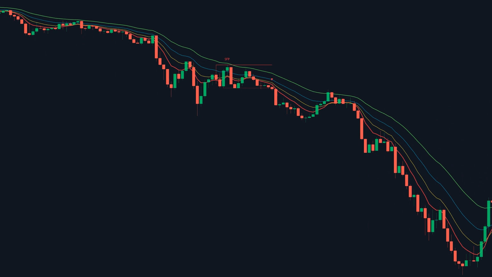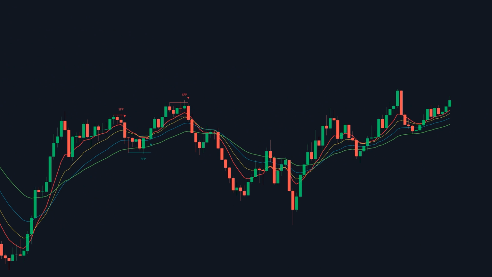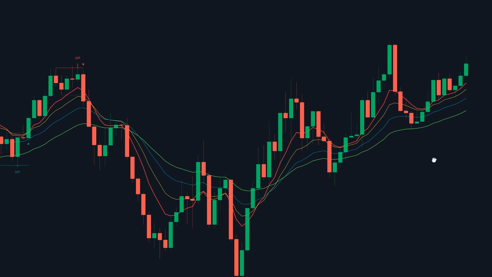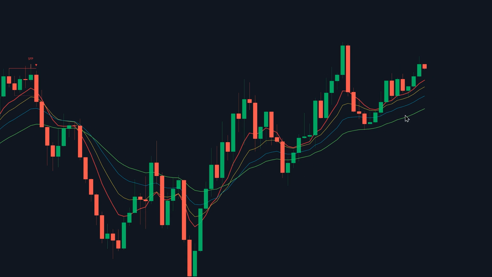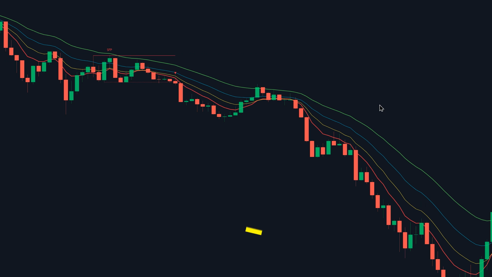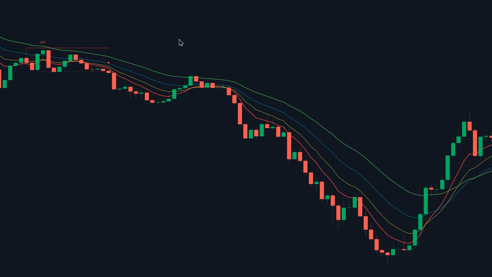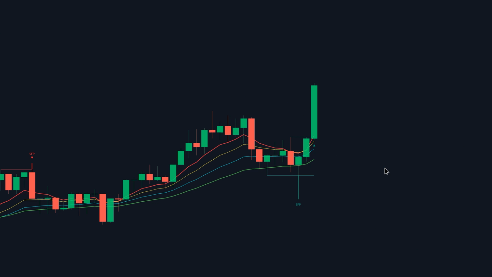Now, before we explore the entry conditions, these 4 EMAs are actually going to be used to identify the trend. Whenever they're lined up like this, it's a bullish trend. Conversely, whenever they're lined up like this, it's a bearish trend. Now, to take a long position using this strategy, these are the conditions. First, we want to confirm that the market is in a bullish trend.